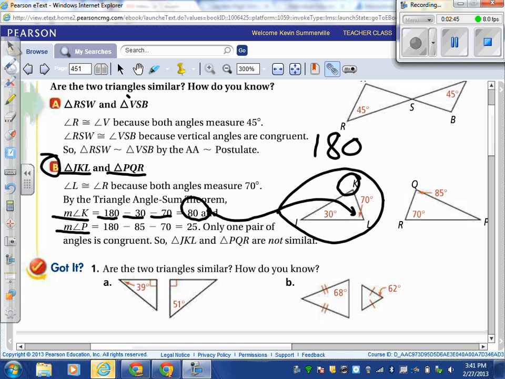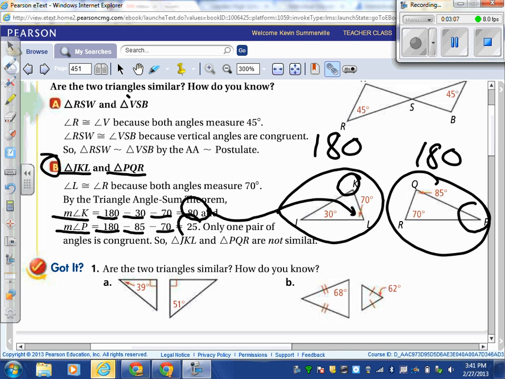Angle measure P, in the drawing over here, also adds up to 180, which means I take the total minus what they've given me in this triangle over here, and I get the missing angle is 25. So triangle JKL and PQR are not similar.